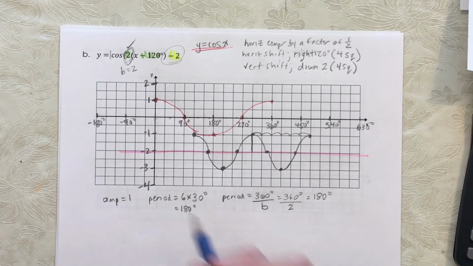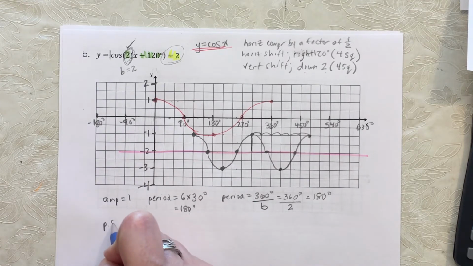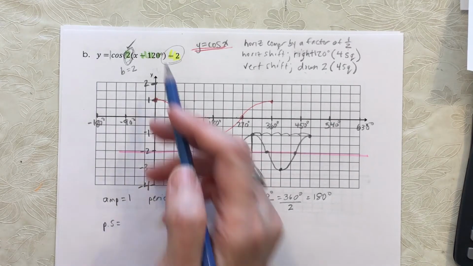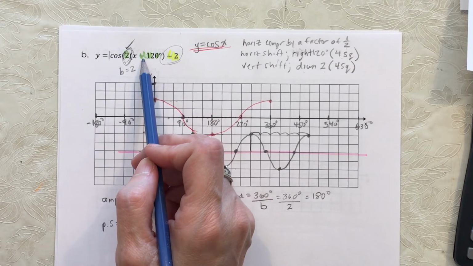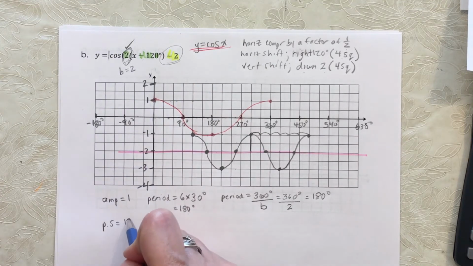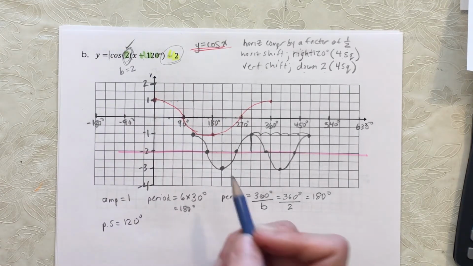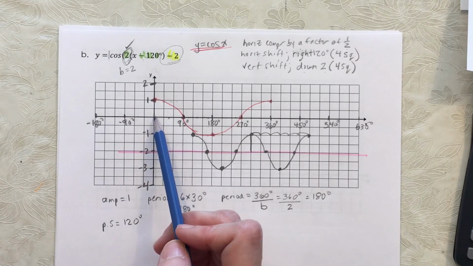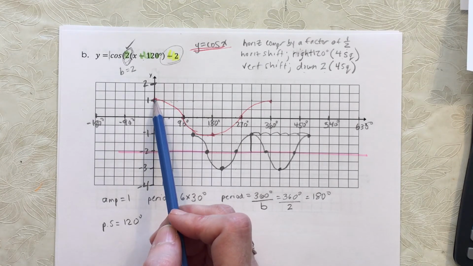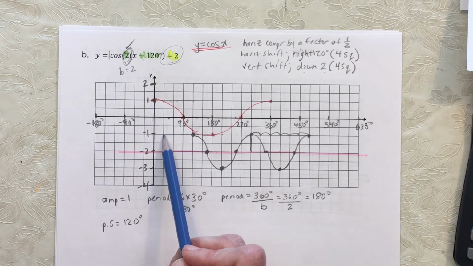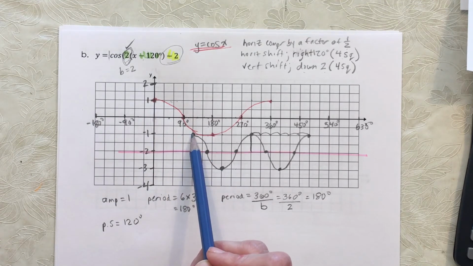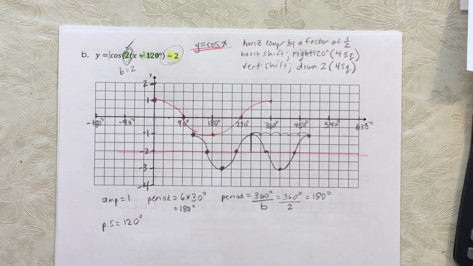And then our phase shift. So our phase shift, again, we said we could get right from the equation, so it should be right 120, which is considered to be positive 120 degrees. But you can also see that instead of starting on the y-axis, we're starting 1, 2, 3, 4 squares away from the y-axis, which is 120 degrees to the right as well. Okay, so we did amplitude, period, phase shift.